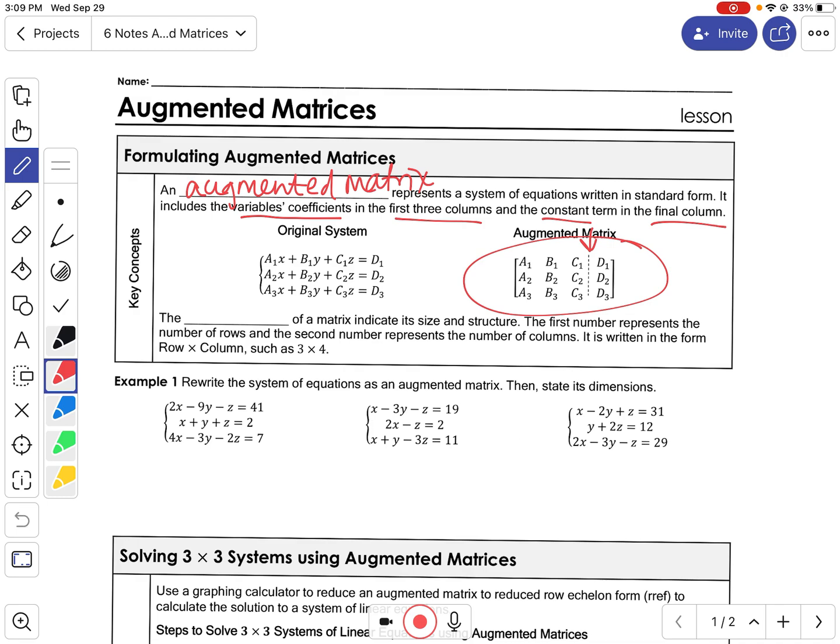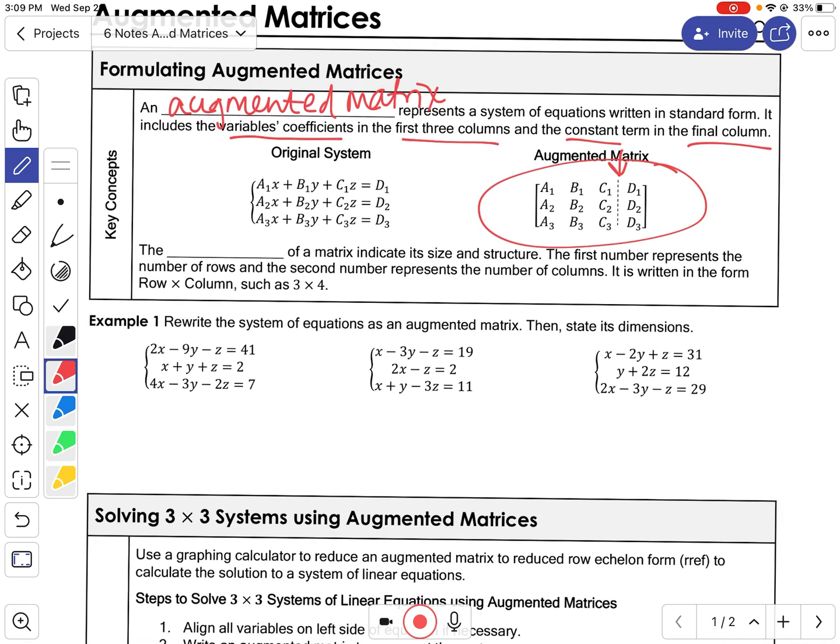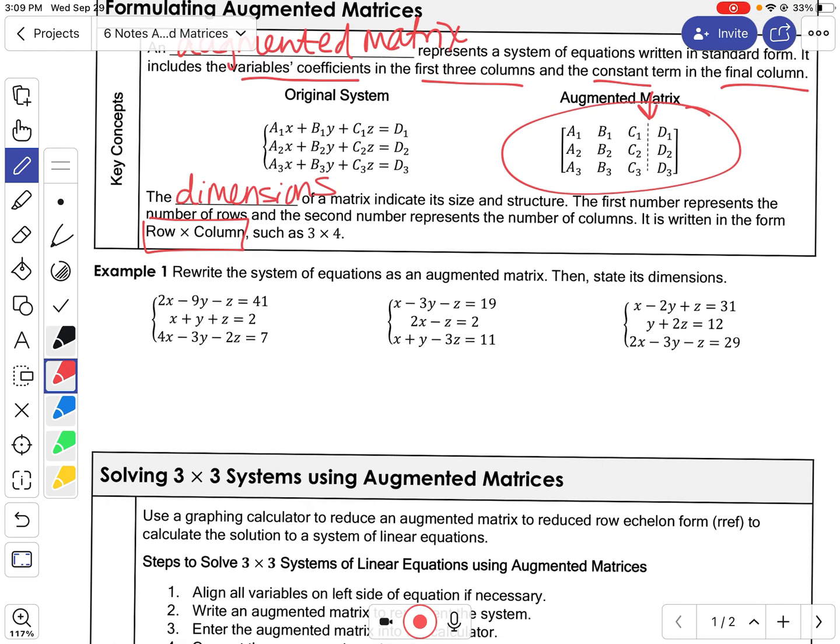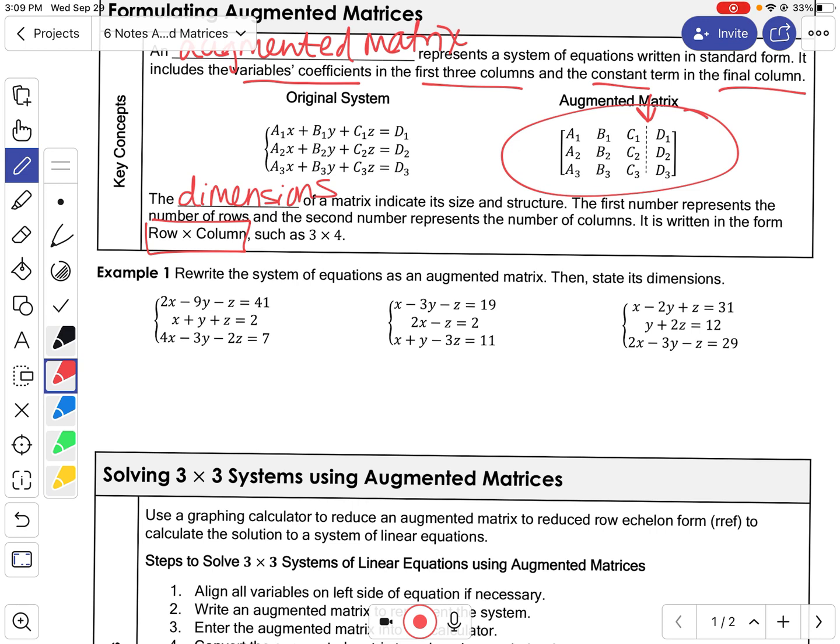So it says the dimensions of a matrix indicate its size and structure. We've already talked about that. Remember, dimensions are your number of rows by the number of columns. So remember, that's how you find your dimensions. It says rewrite the system of equations as an augmented matrix, then state its dimensions.